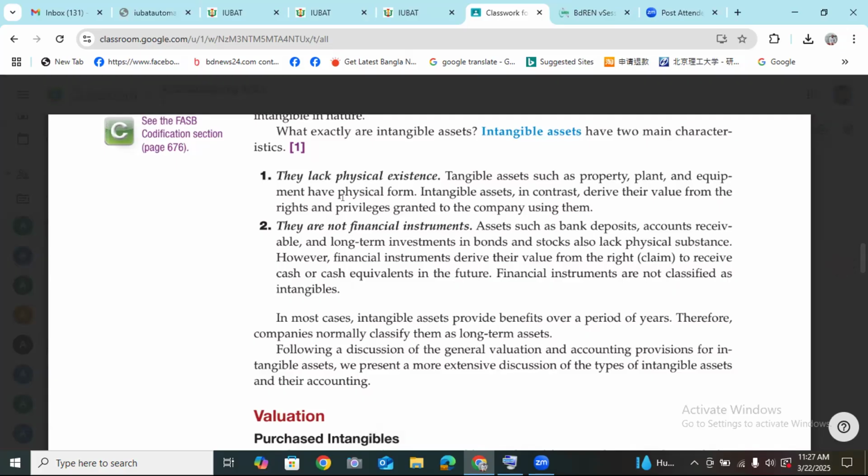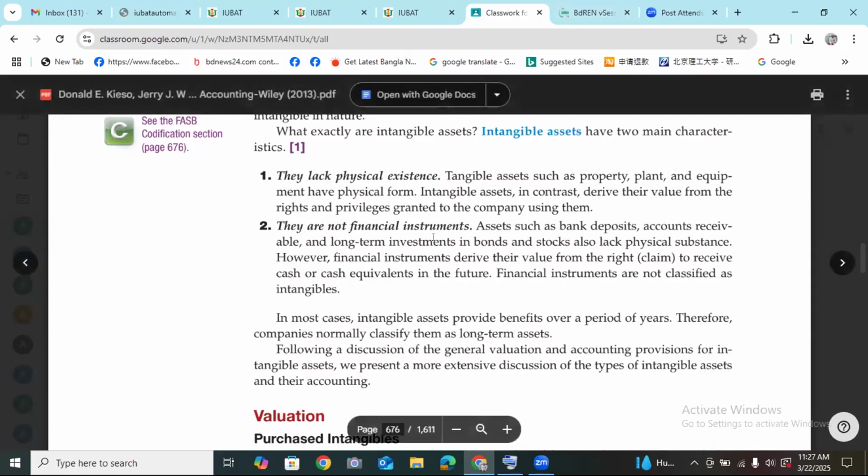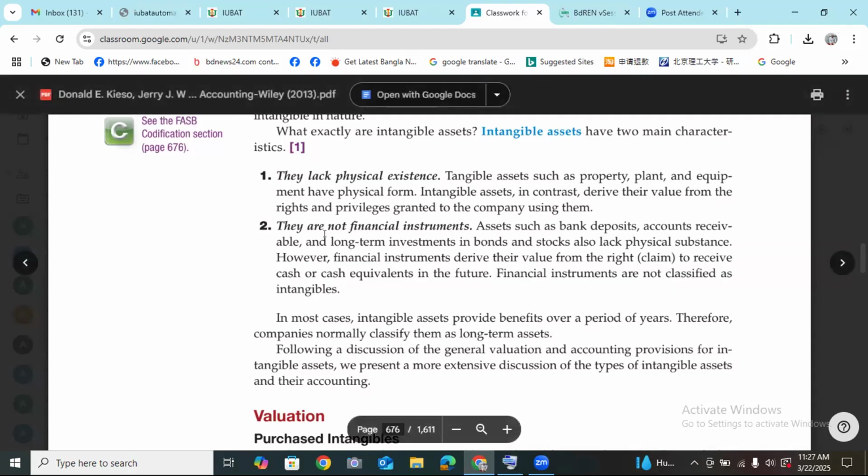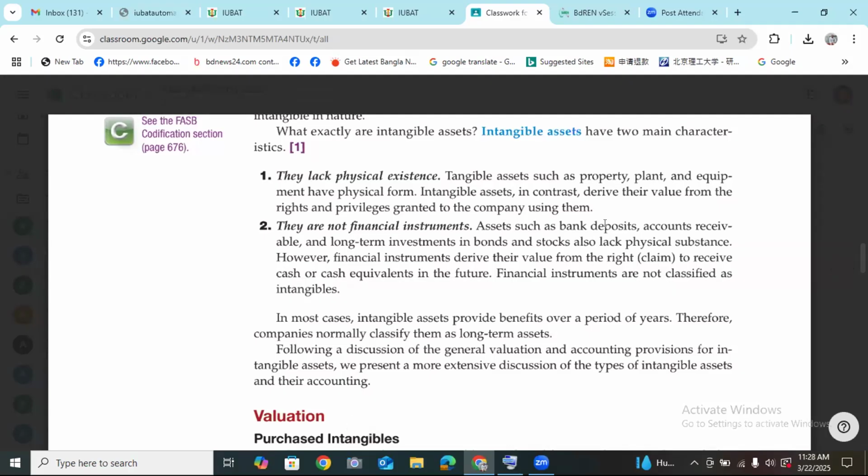So one of the most important characteristics is that they lack physical existence like other assets. For example, furniture, equipment, even cash has physical existence. Then your plant, all are physical substance or existence. But intangible assets have no physical existence, isn't it? Yes sir. Intangibles, in contrast, derive their value from the rights and privileges granted to the company using them.